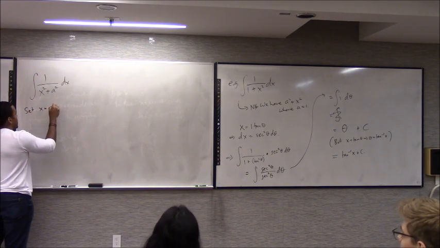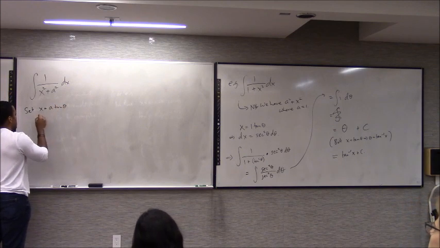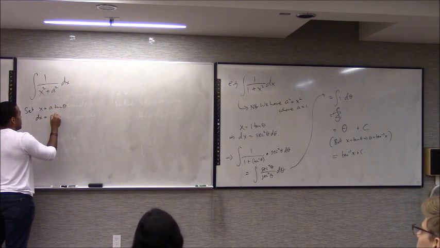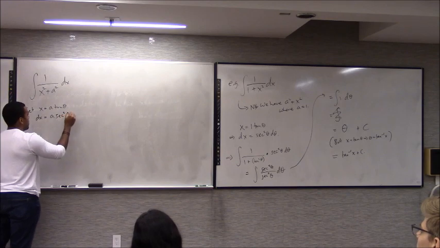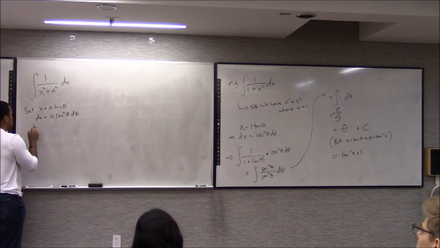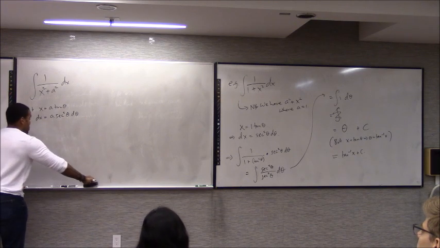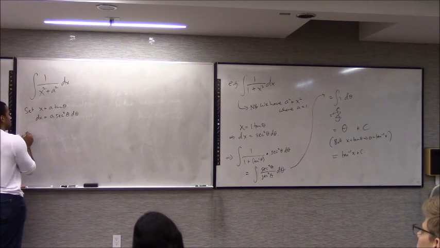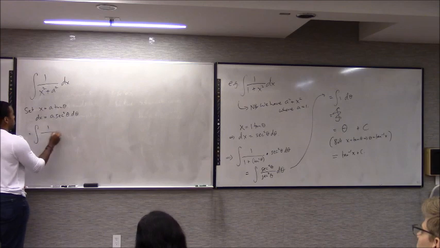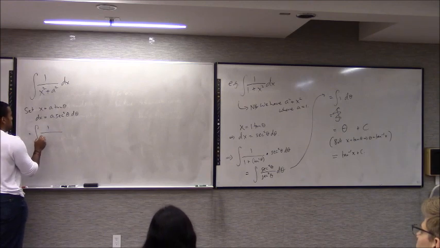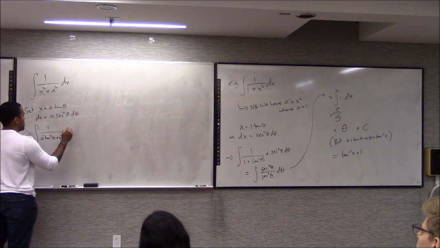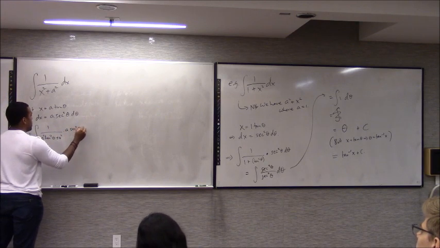set x equal to a tangent theta. Your dx is going to be a secant squared theta d theta. So you have 1 over a d, I'm just going to put that in. So what's going to happen now is I'm going to have 1 over a squared tan squared plus a squared, times a secant squared theta d theta.